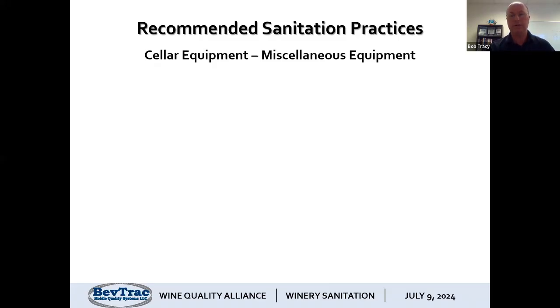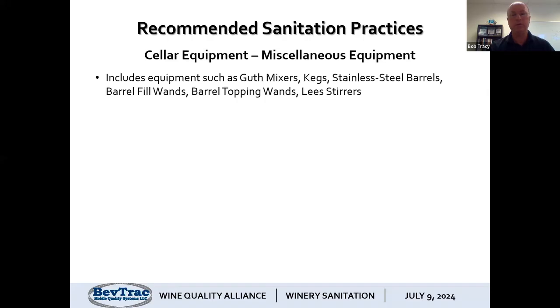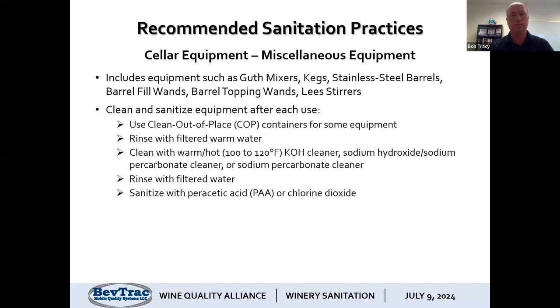Then there's miscellaneous equipment. And by this, I mean things like mixers, kegs, stainless steel barrels, barrel fill wands, barrel topping wands, lees stirrers. One of the areas where I find Brettanomyces contamination is in the barrel topping wands, the barrel topping guns, the barrel fill wands. So those need to be cleaned and sanitized after each use. Again, for these, you want to clean and sanitize after each use.